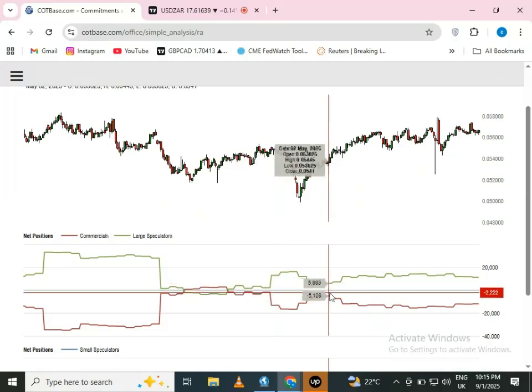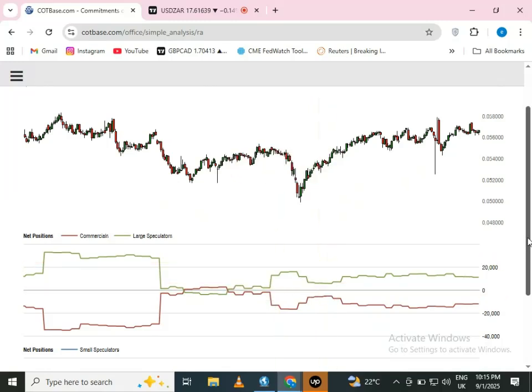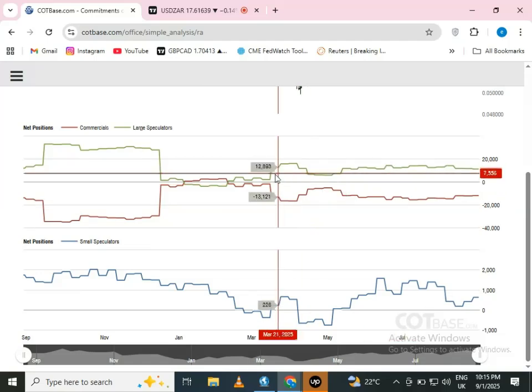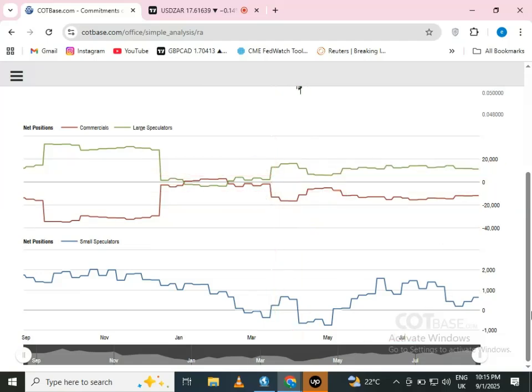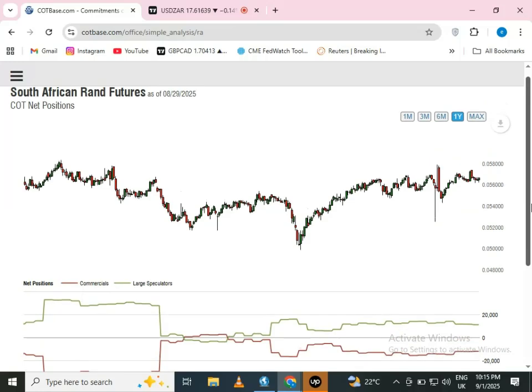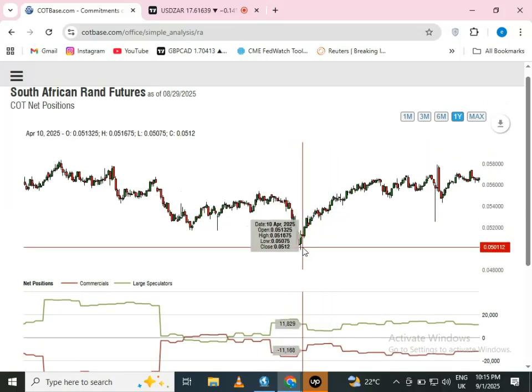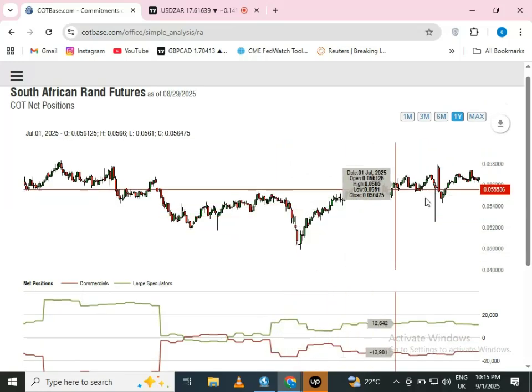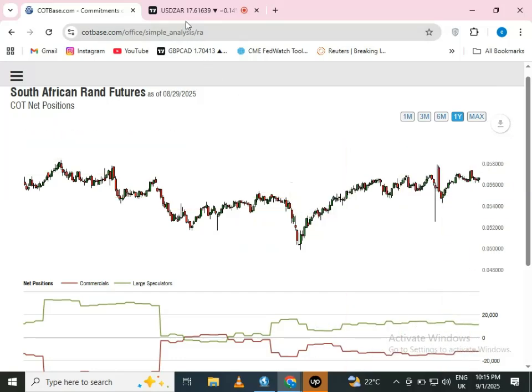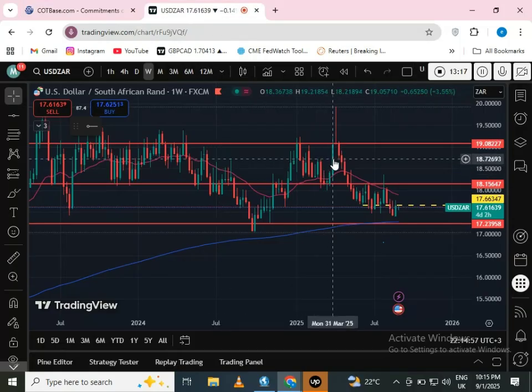They are above the zero line, which means that they are buying a lot of contracts on this pair, and they have been bullish since March of 16. You can see here they are bullish. You can also see the South African rand futures is bullish. So what will it mean to the market, guys?